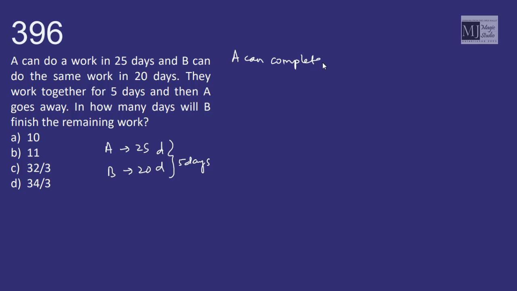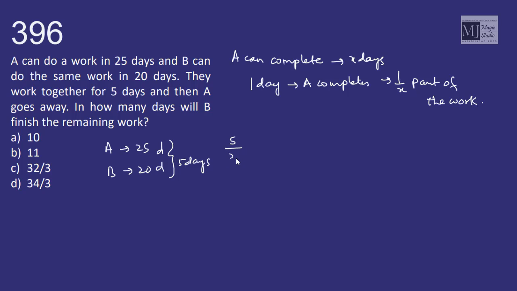If I say A can complete a piece of work in X days, that means in 1 day A completes 1 by X part of the work. That is known as the fraction of the work. Since A worked for 5 days, the work completed by A is 5 by 25, and B works for 5 days plus X more days. So work completed by B in X plus 5 days is X plus 5 divided by 20. Now the total work done in fraction is always taken as 1.